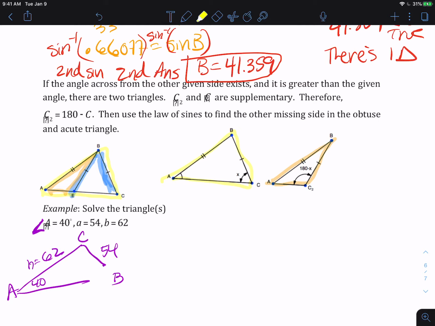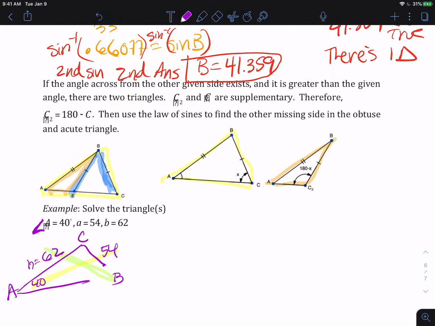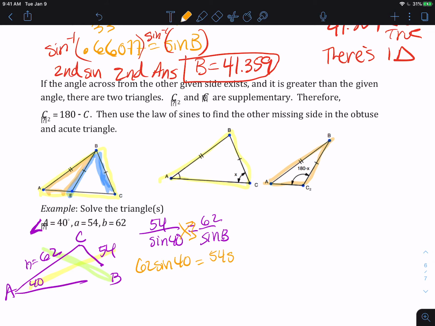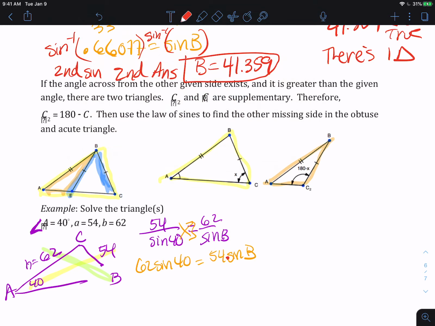So I'm just going to set up my proportion. Again, you're just looking at the side and angle that you know, and then a side and an angle that you want. So we're going to set it up so that we do 54 over sine 40 equals 62 over sine B. So again, I'm going to cross multiply just like we've been doing. So we have 62 sine 40 equals 54 sine B. Well, I want the sine B alone, so I'm going to undo timesing by 54 by dividing by 54.